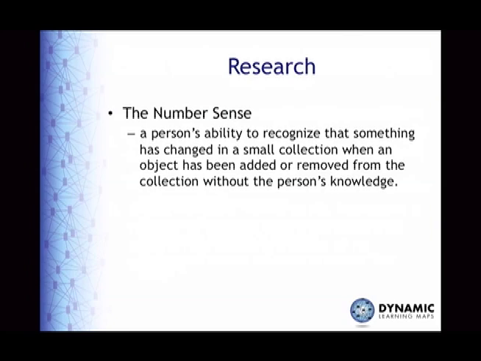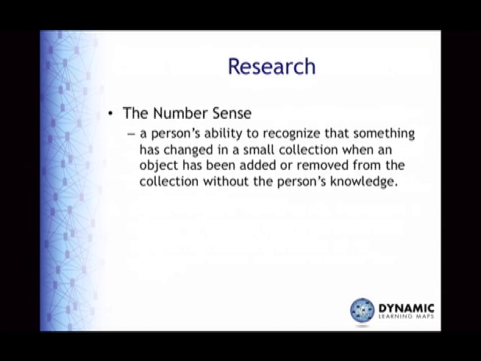In 1954, Tobias Danzig introduced the term number sense. He described it as a person's ability to recognize that something has changed in a small collection when an object has been added or removed from the collection without the person's knowledge. We have number sense because numbers have meaning to us, just like words or music, and we're able to acquire the ability to recognize a change in sets or the size of objects at a very young age and without a tremendous amount of effort.